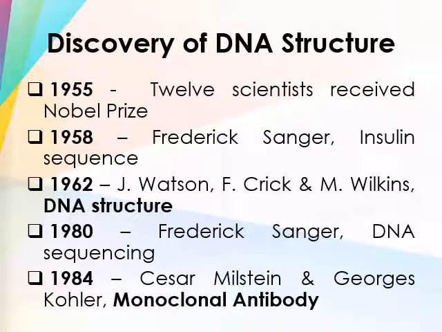Then after the discovery of the DNA structure, in 1955, 12 scientists received the Nobel Prize. Then 1958, Frederick Sanger, the insulin sequence. Then 1962, the DNA structure. Then 1984, monoclonal antibodies.